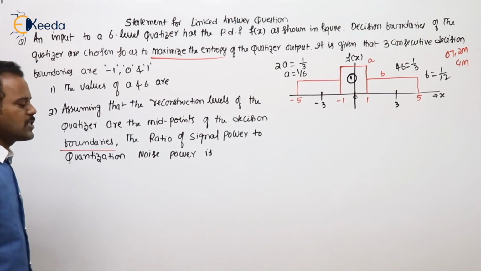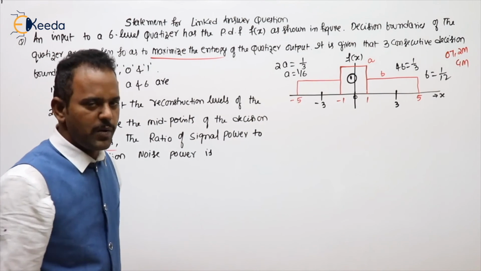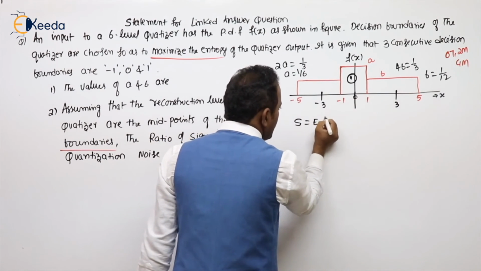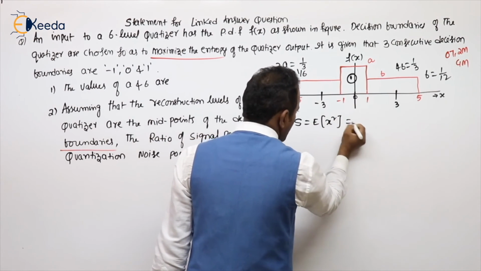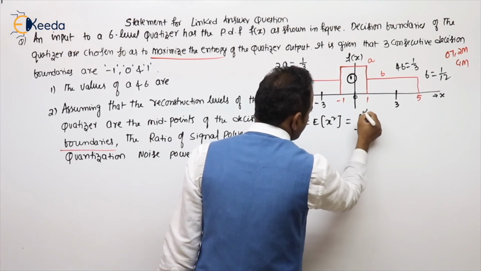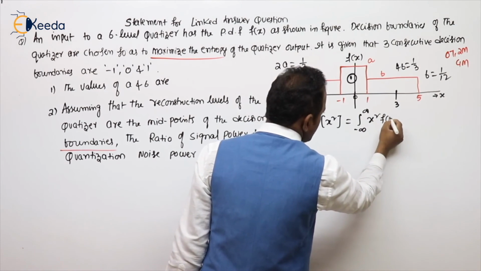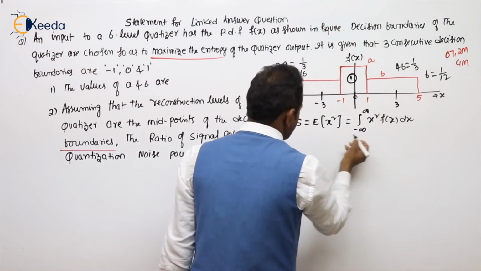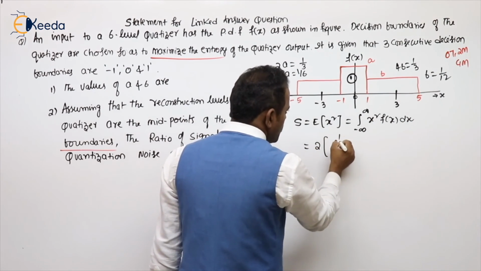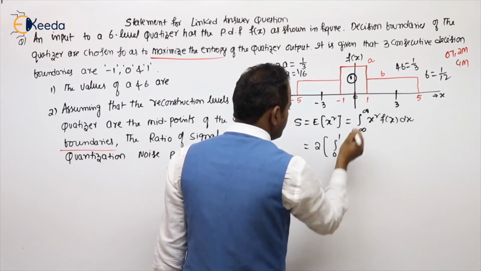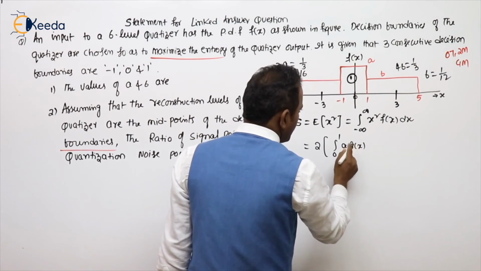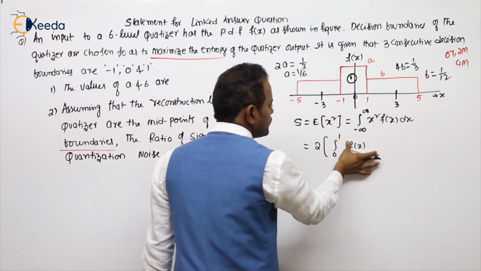Now signal to noise power is asked, of course, quantization noise power. Here the given is a random variable. How to calculate signal power? Expected value of x square, integral from minus infinity to plus infinity of x square into its probability density function dx. But I am taking the signal like this: 2 times integral 0 to 1.